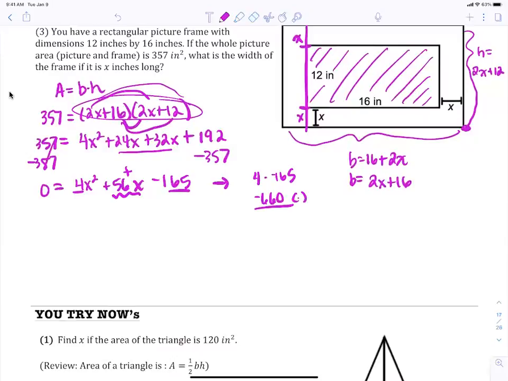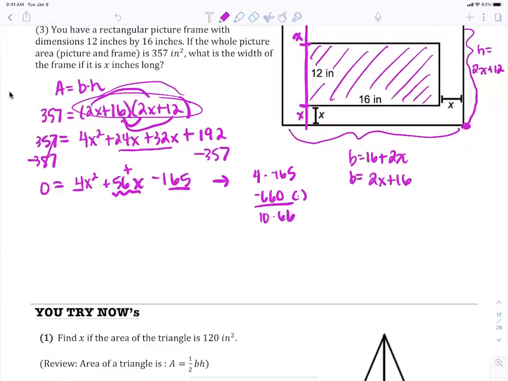to 56 are going to be 10 and 66. And in order to get a negative multiplying, but they have to add to be positive 56, just tells me that the 10 has to be negative.